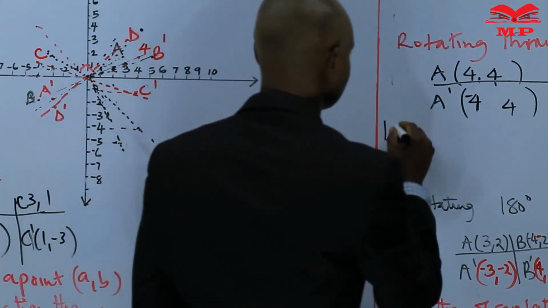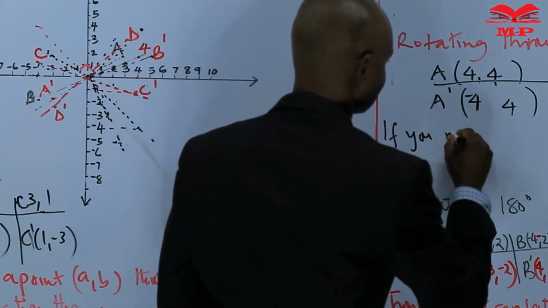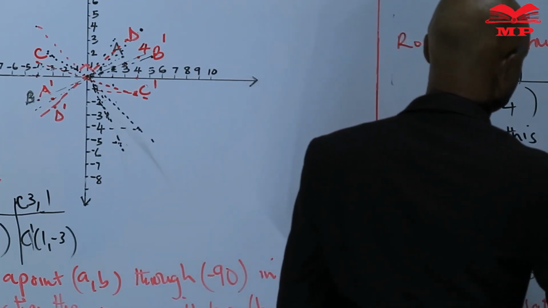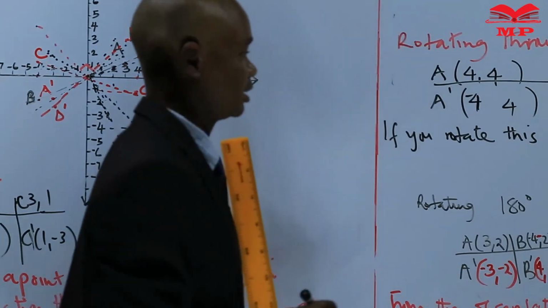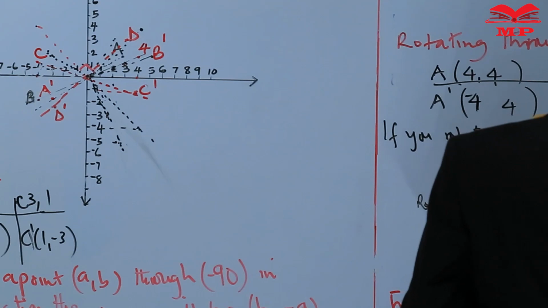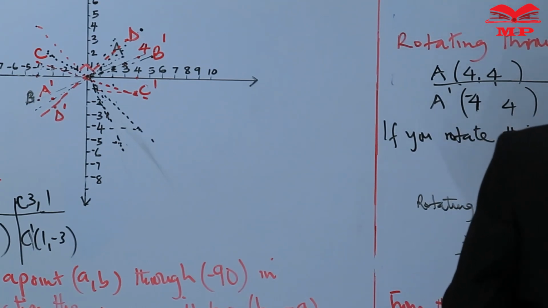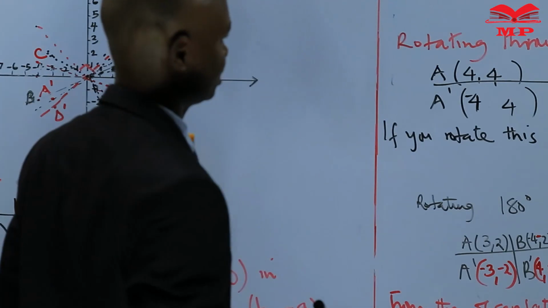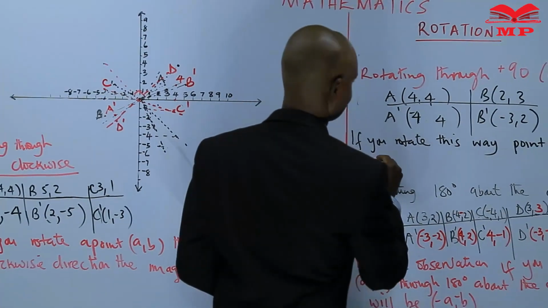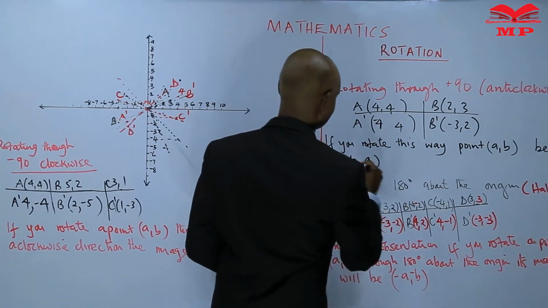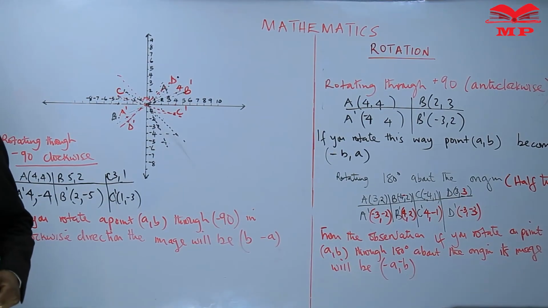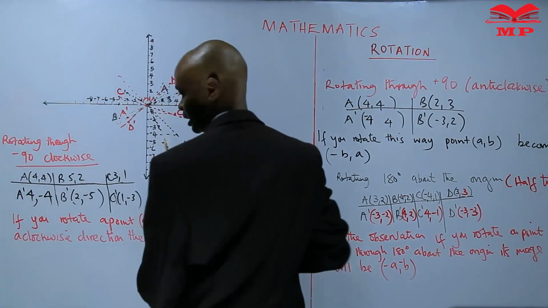So it shows if you rotate this way in an anticlockwise direction, point (A, B) becomes (-B, A). Your point (A, B) becomes (-B, A).